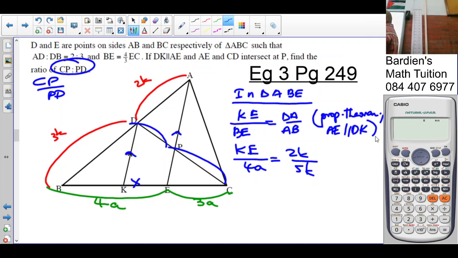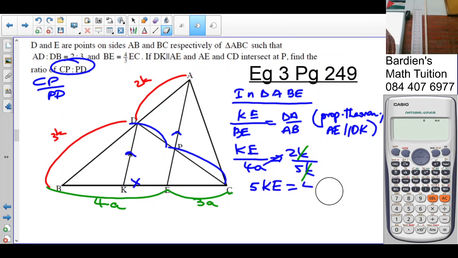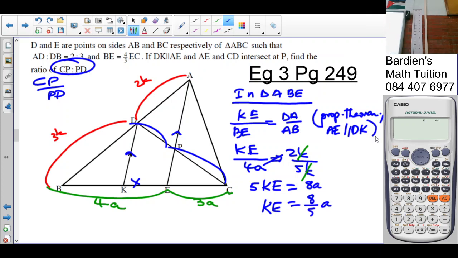So now it's just a matter of simplifying. That cancels that. We're going to cross multiply. It's going to be 5KE is equal to 8A, because 4A times 2 is going to be 8A. So KE is going to be 8 over 5, 8. So this here, KE is 8 over 5, 8.